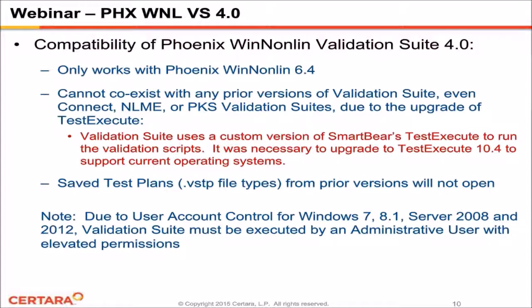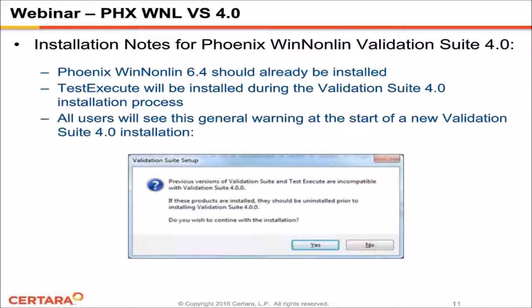I wanted to make a couple comments about the installation. You'll want to have Phoenix WinNonlin 6.4 already installed. Test Execute will be installed as part of the Validation Suite 4.0 installation process, so there's no separate installation for Test Execute. And all users are going to see a general warning at the start of a new Validation Suite 4.0 installation saying that you cannot have prior versions of Validation Suite or Test Execute. So if you see that warning, it doesn't mean that anything has been detected on your system. This is a general warning that's being shown to all users.